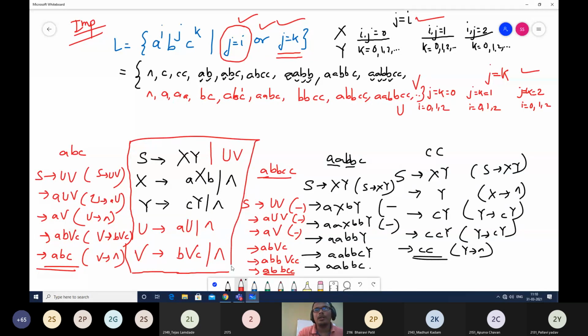So this becomes my final set of production rules. What are my non-terminal symbols now? S, X, Y, U, and V. Here we have 5 non-terminal symbols. What are the terminal symbols? A, B, and C. What is the starting symbol? It is S, which belongs to the non-terminals. And this is our production rule. Is the numerical understood?